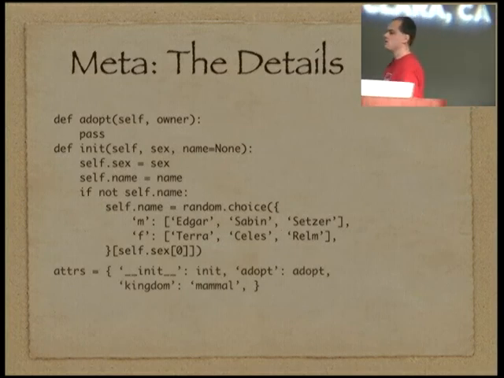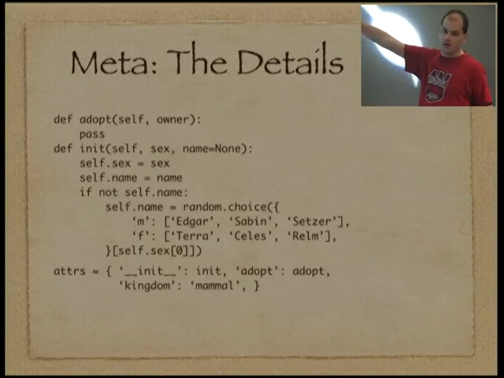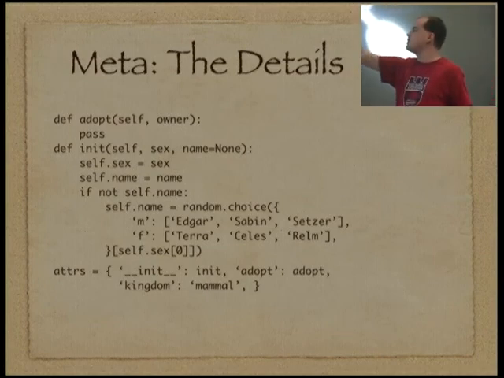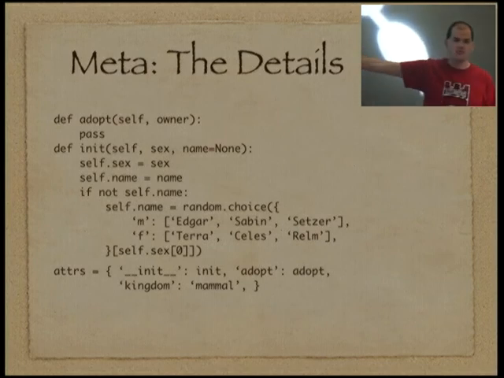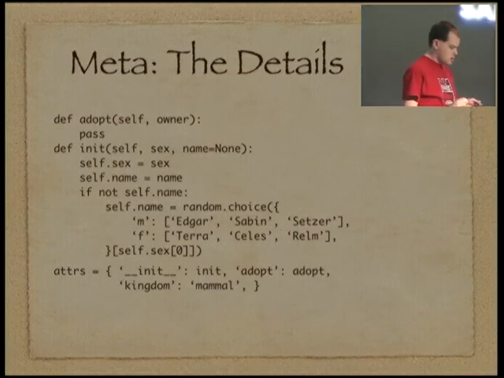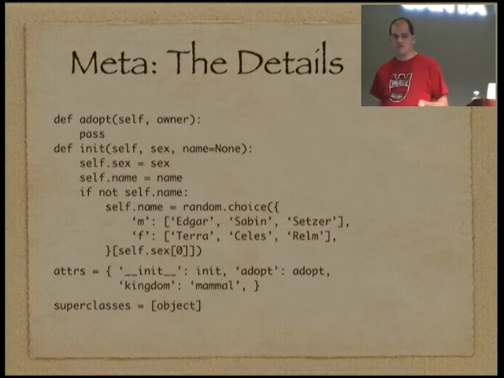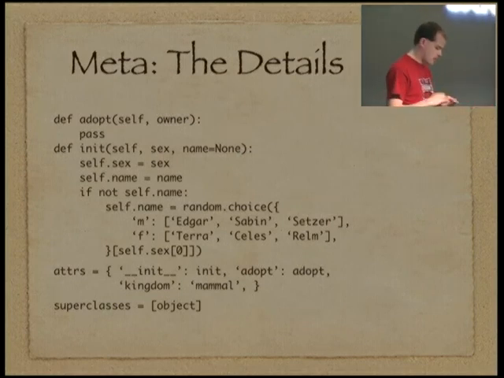What happens internally is all the attributes that you put on get assigned to a dictionary. And I'm doing that manually here. So you have dunder init as the key and the init function being passed, the adopt key and the same thing, and then the kingdom and mammal thing that we saw in our cat class earlier. We have to know what the superclasses are. In Python, we have multiple inheritance, so superclasses are a list. In this case, our cat class just inherited from object, so our superclass is a one-item list with object.